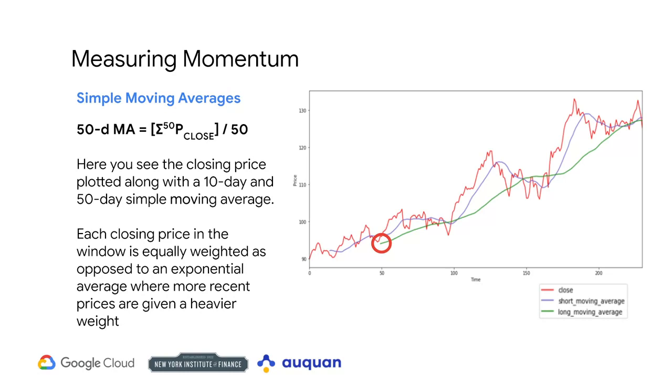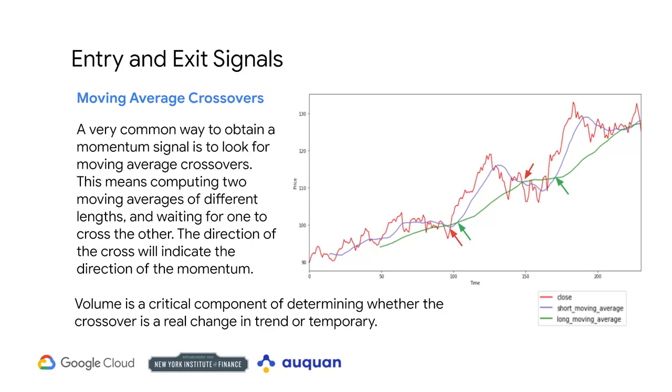You can see this on the plot where the green line begins 50 days after the first price data point. An exponentially weighted moving average works the same as a simple moving average, except that the most recent prices are given more weight in the average than the older prices. This gives you an indicator that more closely reflects current market conditions while still including earlier data. A very common way to obtain a buy or sell signal is to look for moving average crossovers in stock charts. This means computing two moving averages of different lengths and waiting for one to cross over the other. The direction of the cross will indicate the direction of the momentum.